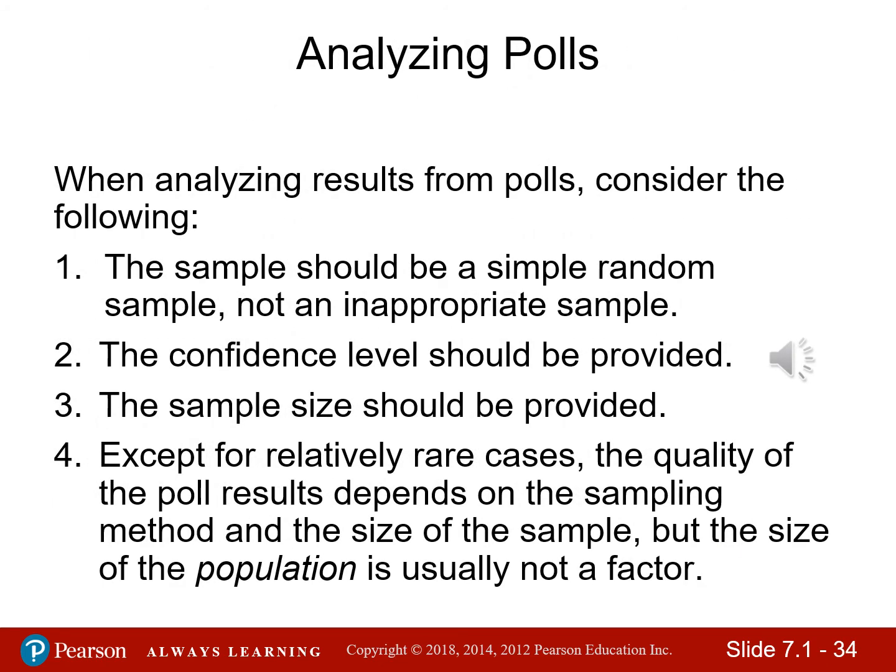When analyzing results from polls, consider the following. First, the sample should be a simple random sample and not another inappropriate sample. Second, confidence levels should be provided. Third, sample size should be provided. And fourth, except for relatively rare cases, the quality of the poll results depends on the sampling method and the size of the sample. But the size of the population is not usually a factor.